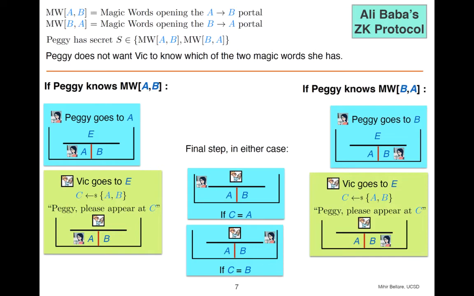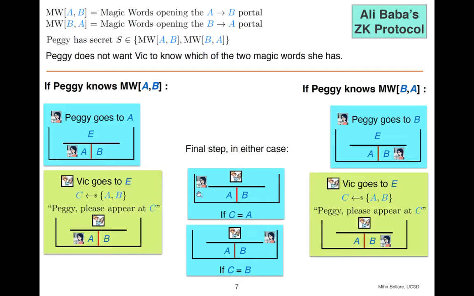Well, if that's the secret that Peggy has, what she's prescribed to do at the start is to position herself at B. At this point, Vic hasn't even entered the cave, and she's sitting over here. That's different from what she would have done had she known the other password. Then again, she calls to Vic, come in. He comes in, and he sits here. He can't see where Peggy is because of this barrier over here.